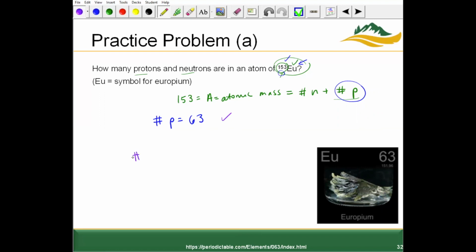The number of neutrons then, we are pretty close. We can take 153 minus 63. That means we have 90 neutrons in this isotope of europium.